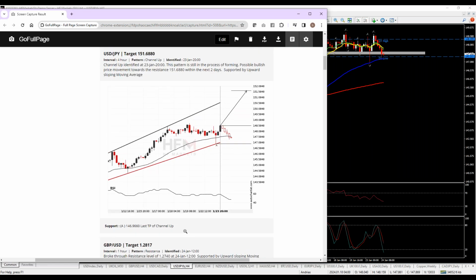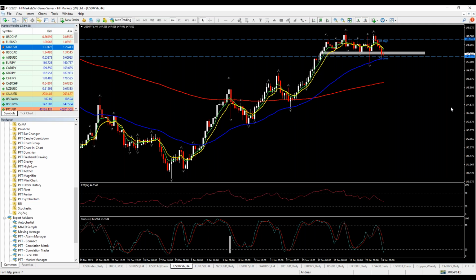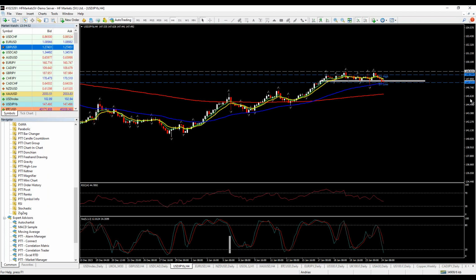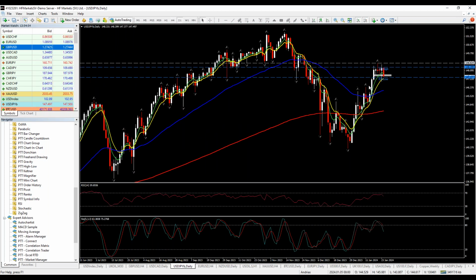You see, support is at 146.96, and so there is something emerging again. We need to wait and see the asset return back above 148.50, more precisely to break these highs at 148.80, in order eventually to return back to the 151 level.